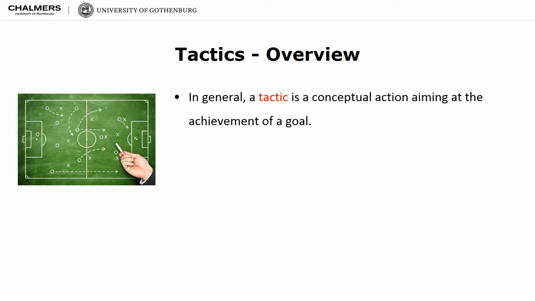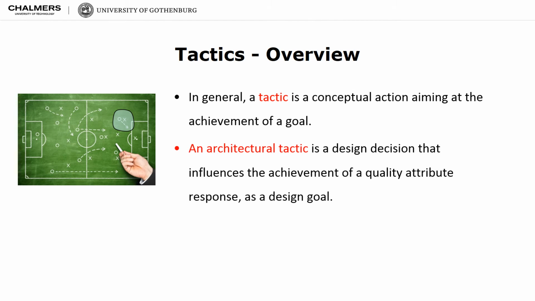For example, in the tactic board you see on the slide, a single move of a player from position X to position Y can be seen as a tactic to win the ball back of the opposing player. An architectural tactic is a means of satisfying a quality attribute response measure through architectural design decisions. For instance, we may want to consider an architectural solution to meet a performance requirement of average latency, or an availability requirement of mean time to failure.